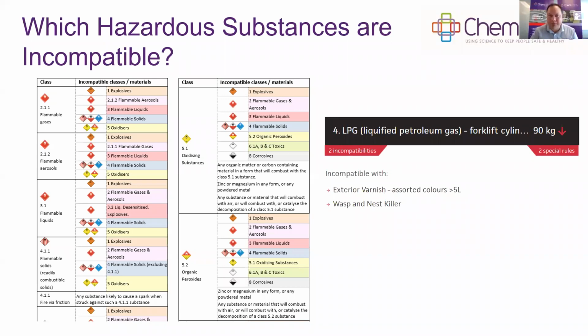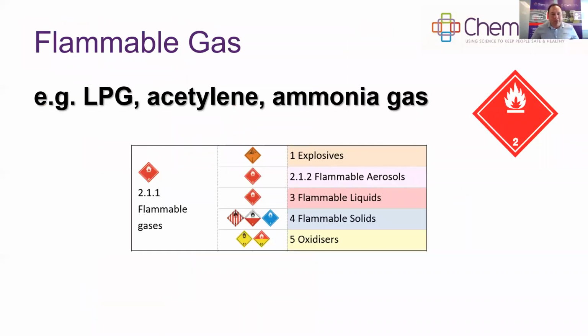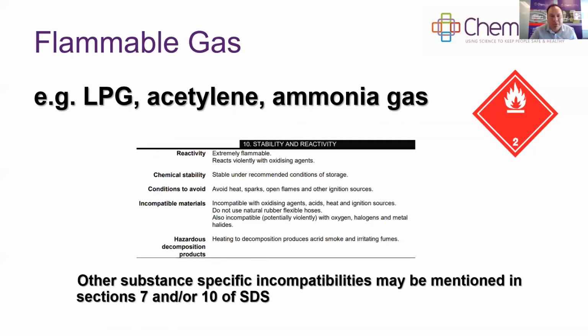Okay, moving right along. So let's have a look at the incompatibles as per classification, as per regulations. So as it states here, we have our flammable gases, our 2.1.1 flammable gases, and you can see there that they are incompatible with explosive material, flammable aerosols, flammable liquids, flammable solids, and also oxidizers. Now do remember that if you look at the next slide there, do remember to check out other specific incompatibilities on your safety data sheet.